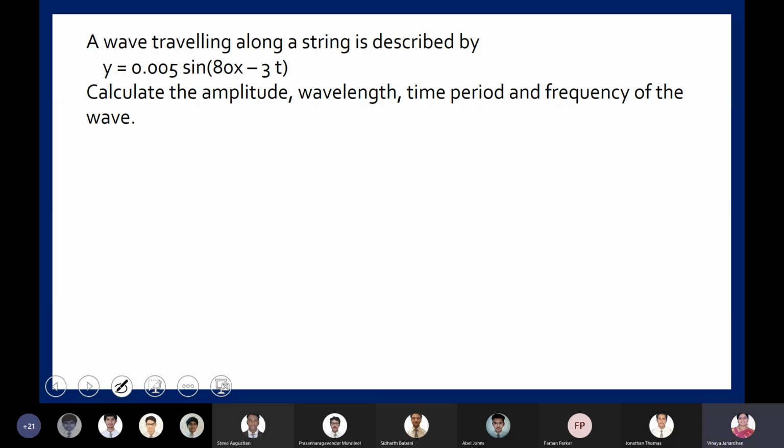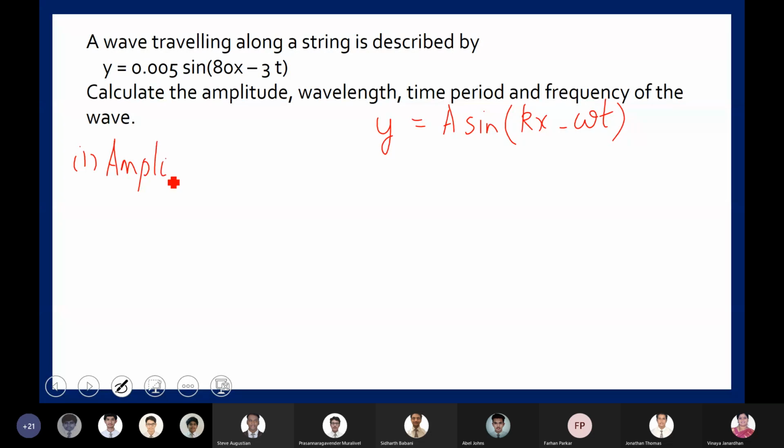So what is the value you are getting here? What is the amplitude? Say y is equal to a sine. Here it is given as kx. It can happen also, it depends upon the phase of the wave. So what is the amplitude now? A is 0.005 meters. Okay, fine.